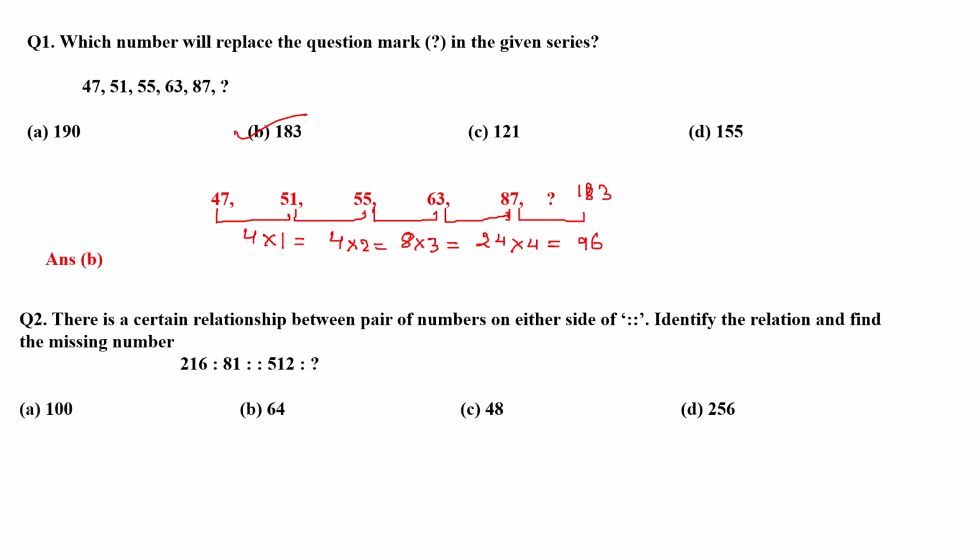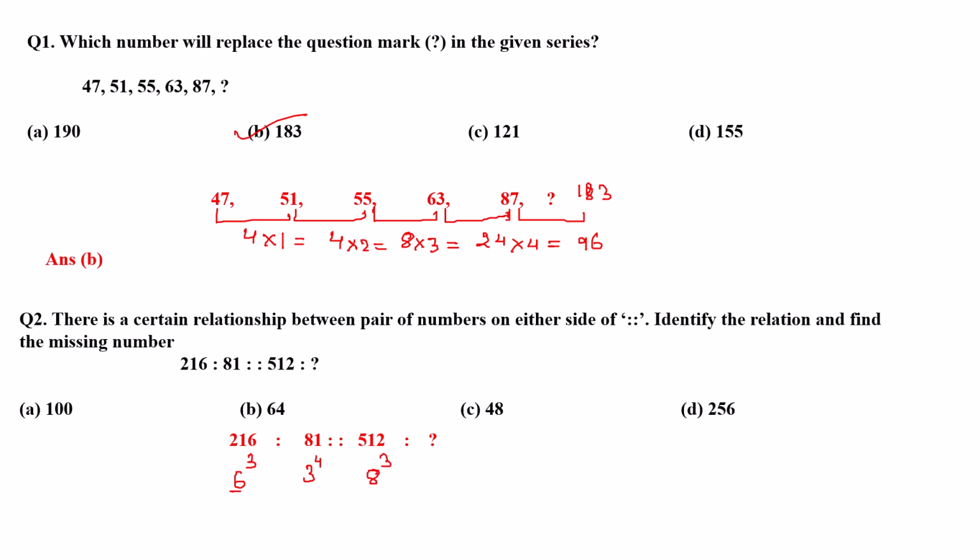Okay. Now next question. There is a certain relationship between a pair of numbers on either side of this proportion. Identify the relation and find the missing number. Okay. So here 216 is to 81 and 512 is related to what, that you have to find. So let's see 216. I know that it's a cube of 6, isn't it? So this is 6 cube. Now 81 is 3 to the power 4. It is even 9 square also, but I am writing here 3 to the power 4. If this does not work, then I can use 9 square also. This is 8 cube. Okay.